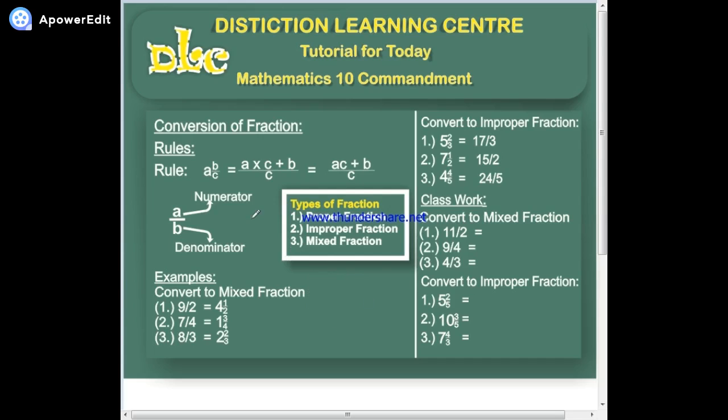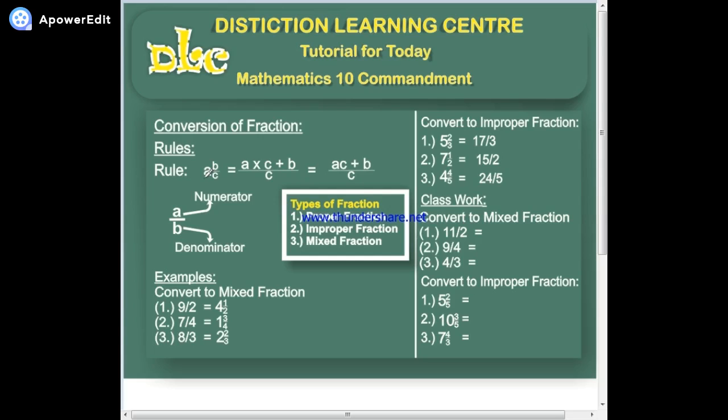Now, let's move to the rules of fraction. This rule explains how we can convert from mixed fraction to improper fraction. If you look at this expression here, it is a whole number A, with B over C. This is what you can do if you want to convert from mixed fraction to improper fraction.